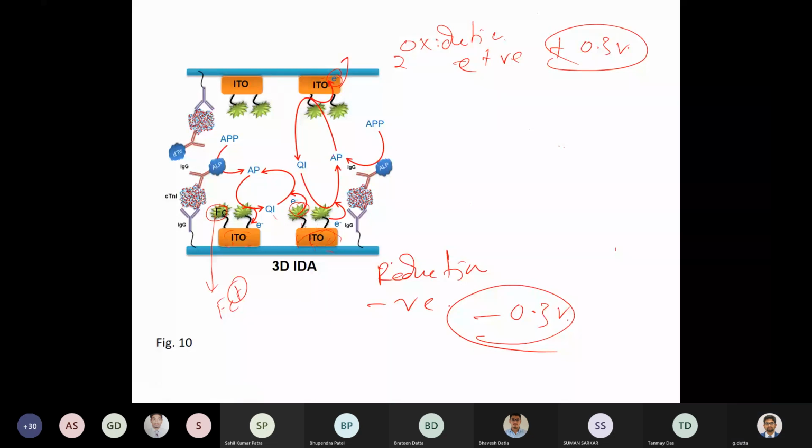Now in this case, if you use the FC plus, then FC plus will react with the aminophenol, right? Here we are modifying. On the right hand side you can see the biosensor. ALP is already conjugated to the secondary antibody, and APP reacts and forms the AP. So this AP will react with FC plus and form quinonimine.